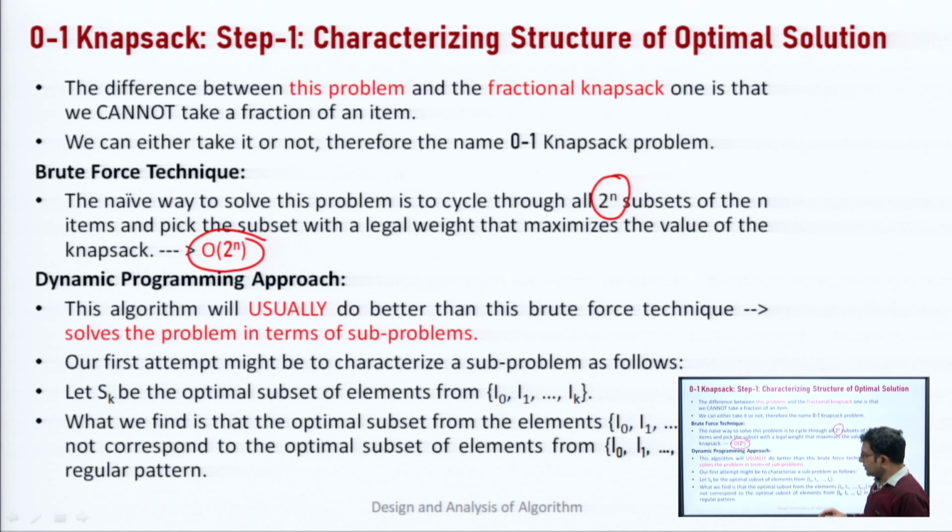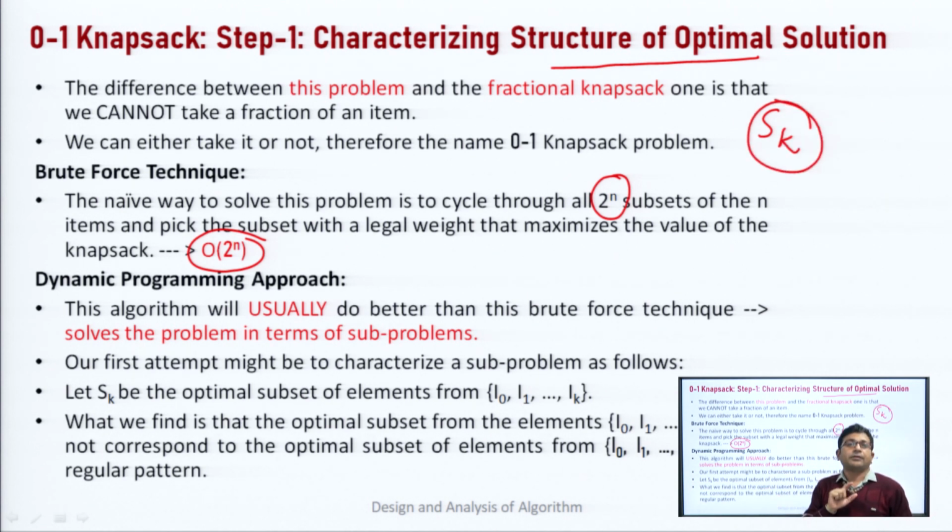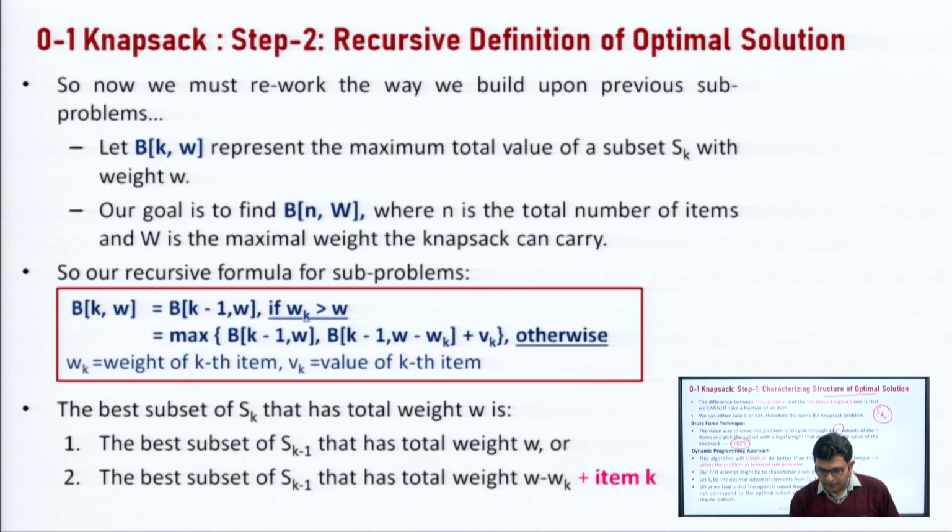Okay. Now, if you talk about the structure of the optimal solution, basically our objective is to find the optimal subset Sk, where k is the number of items. So, we need to find an optimal subset Sk so that it can maximize the total value. This is what characterizing the structure of the optimal solution means.